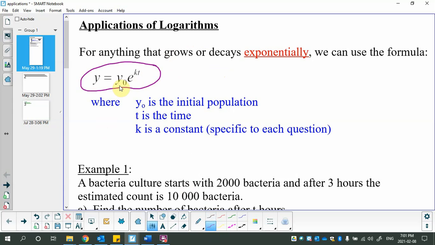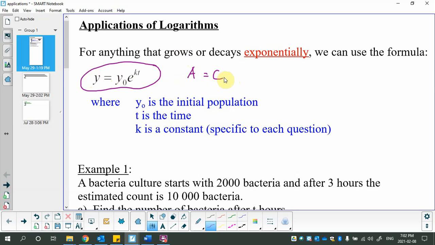So this is a formula. If you don't like these letters, I'm sorry, you're stuck with k. k is a constant. It is specific to each question. You're stuck with t, because t means time, and that's a really nice letter to use. But this y and the y-naught, maybe you don't like that so much. So what we could use instead, and I've seen this in some science textbooks, is this.